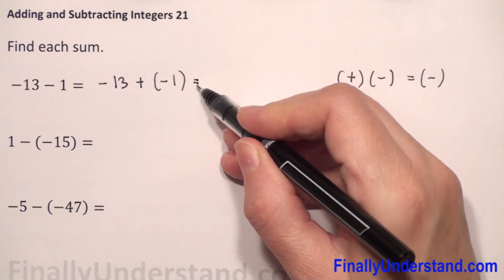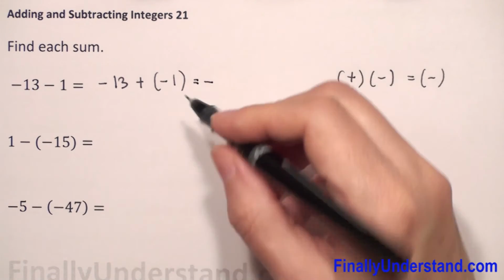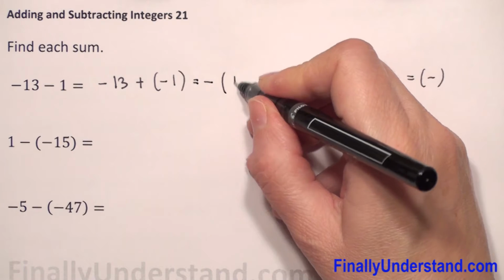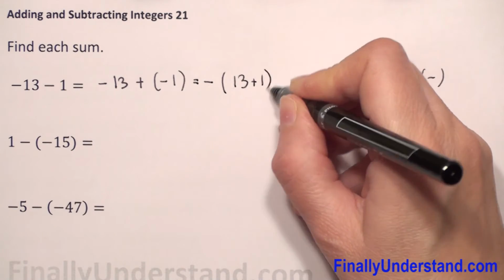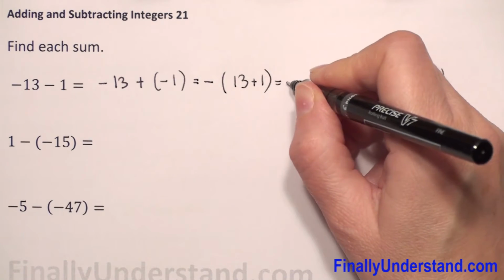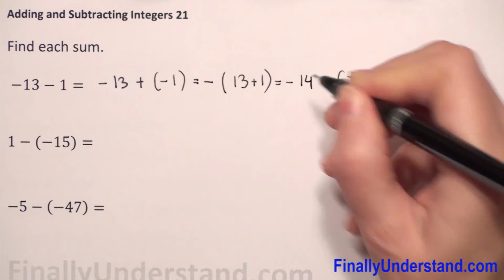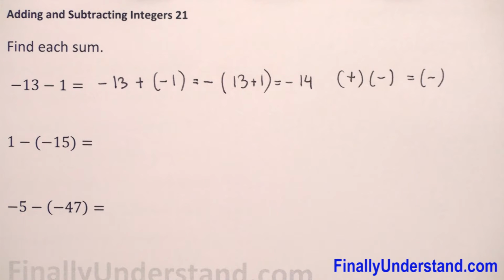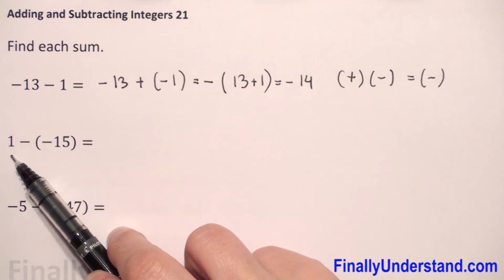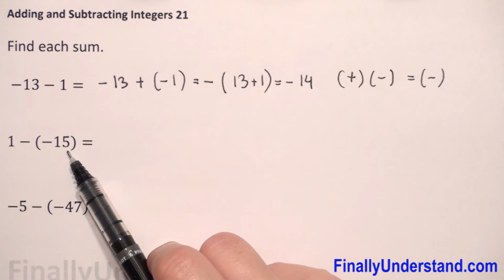So we copy the negative sign and we just add in parentheses 13 plus 1. So this is equal to negative sign. We rewrite 13 plus 1 is 14. Next example. We have 1 minus negative 15.